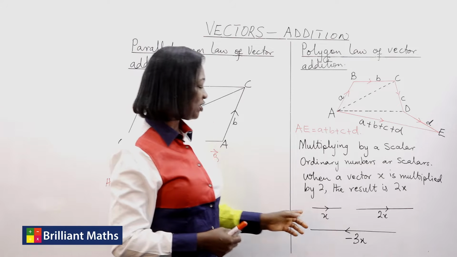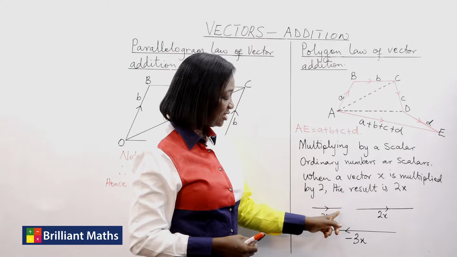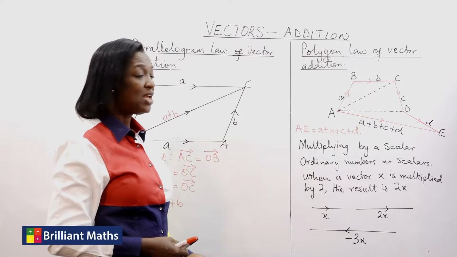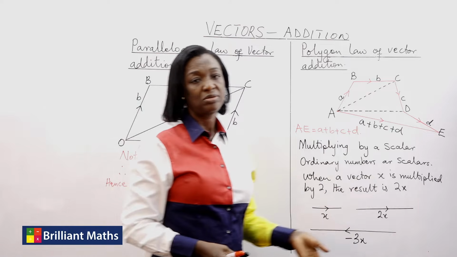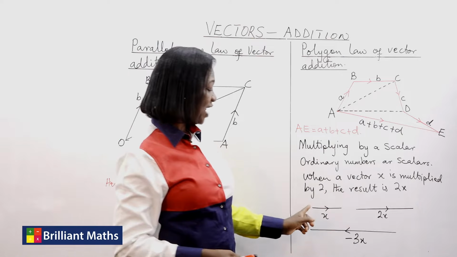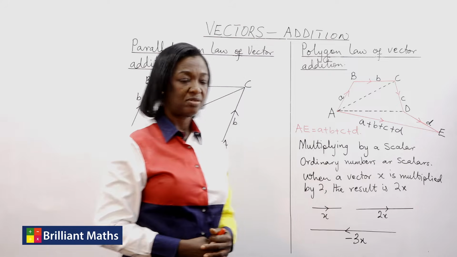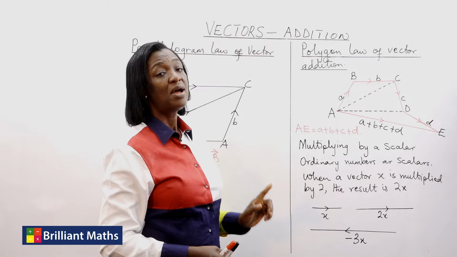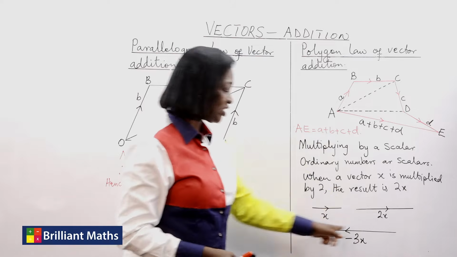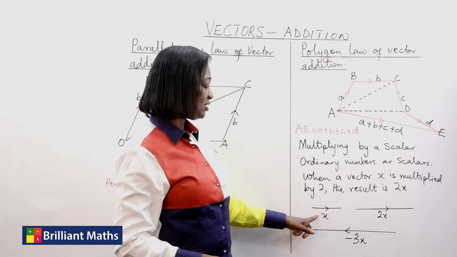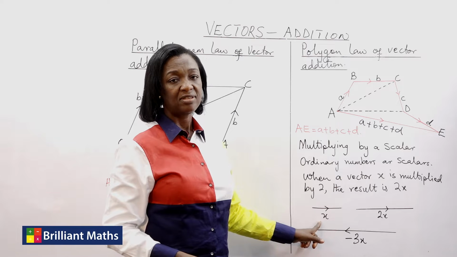So assuming vector x is, let's say, about 12 centimeters, then vector 2x is just 12 times 2, which is 24. And they are in the same direction. But the vector minus 3x is in the opposite direction and is 3 times the vector x.